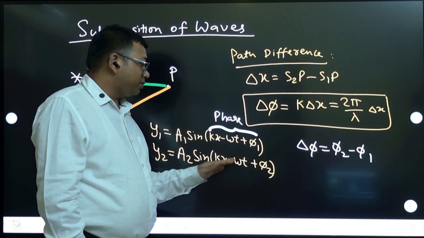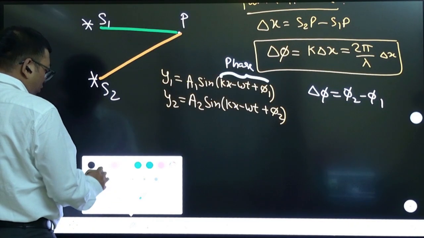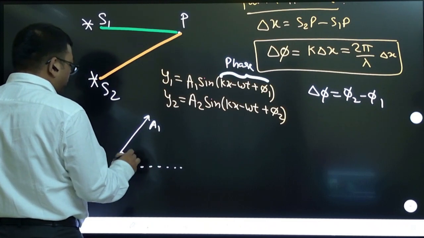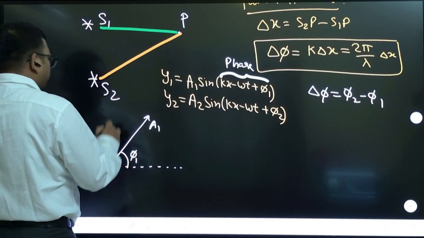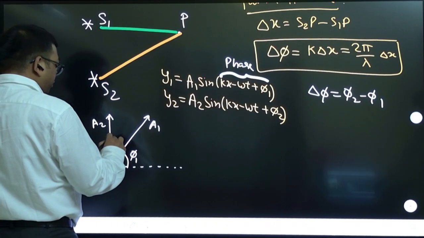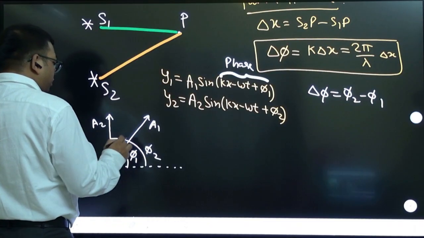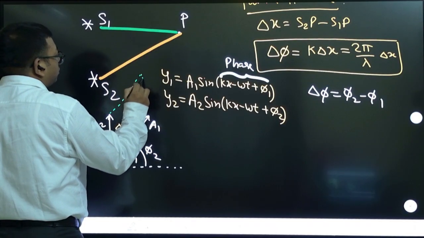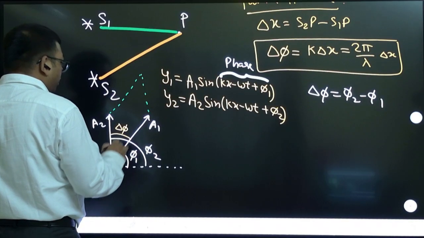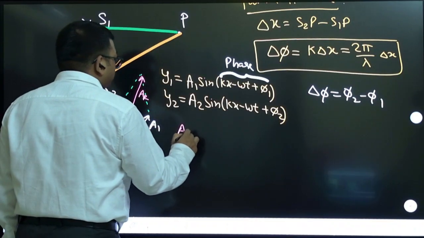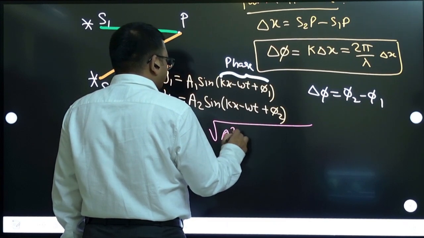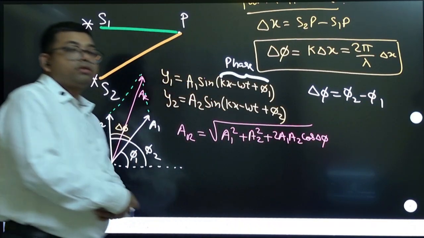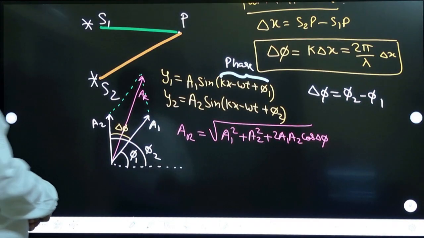For example, suppose I take time 0 and x equal to 0 and try to draw the phasor diagram. This represents A1, the amplitude of the first wave, with initial phase phi 1. The second one represents A2 with phi 2. The phase difference delta phi is phi 2 minus phi 1. To combine these two vectors you need to find the resultant. The resultant amplitude is the square root of a1 squared plus a2 squared plus 2 a1 a2 cos delta phi. This is the vector addition.